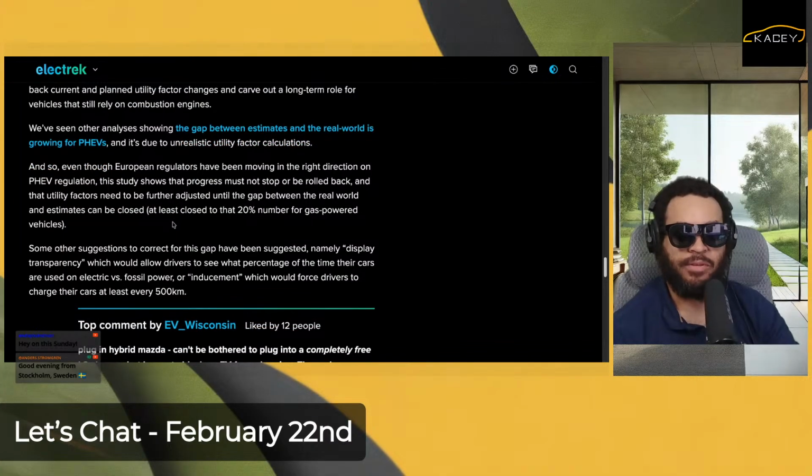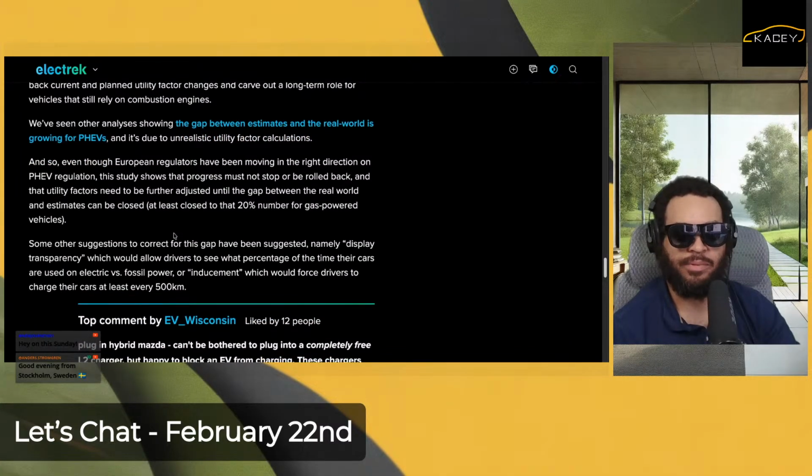Some other suggestions to correct for this gap have been made, namely display transparency, which would allow drivers to see what percentage of the time their cars are used in electric versus fossil, or inducement, which would force drivers to charge their cars at least every 500 kilometers. Huh.